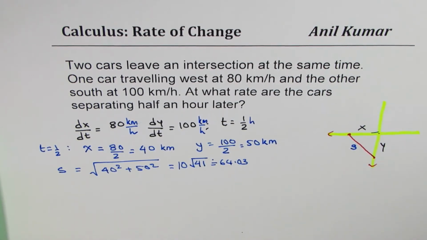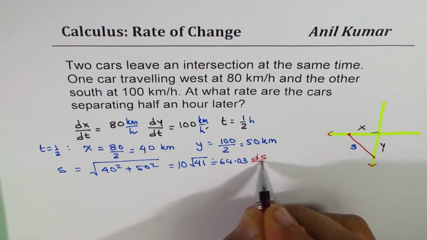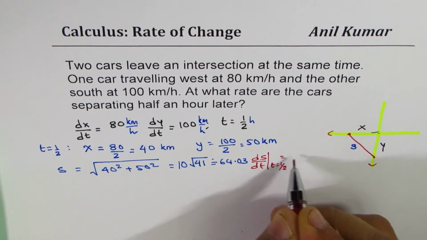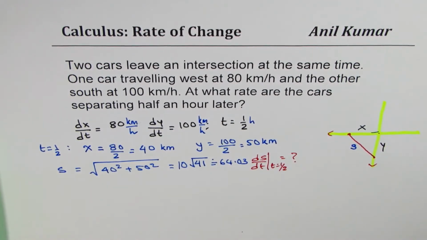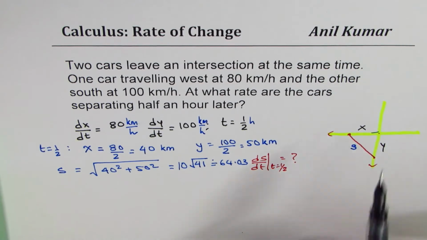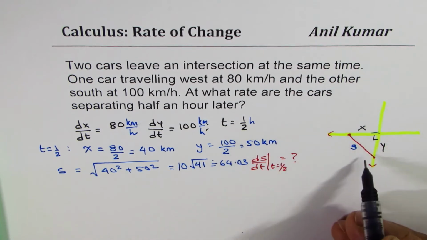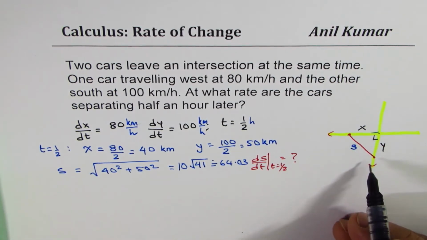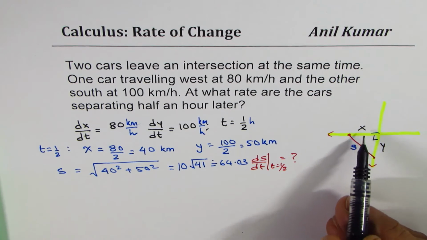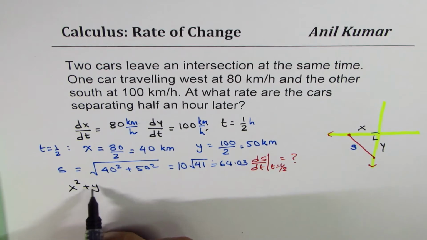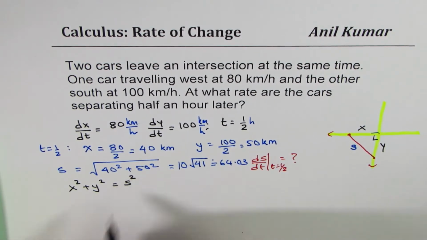So what we are interested in finding, let's highlight that: ds/dt, the rate of change of separation when t equals half. Right? This is what we are interested in finding. So I have placed all the things which are known to us and now we need to solve the question. Now here we have a right triangle, Pythagorean theorem. Always when you have distance, speed, time, you'll find this kind of situation. So you could say x squared plus y squared equals s squared.